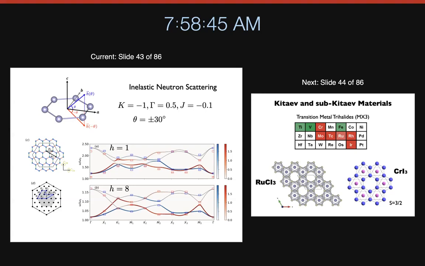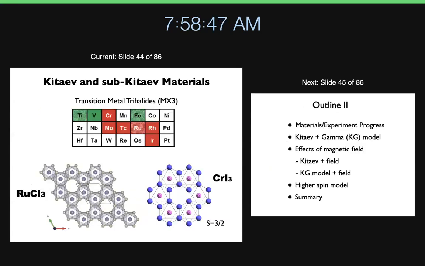Okay, so here's my last slide. I will talk tomorrow mainly about these two compounds. This is ruthenium trichloride. I'll call it a Kitaev material by the definition that Kitaev is the largest.